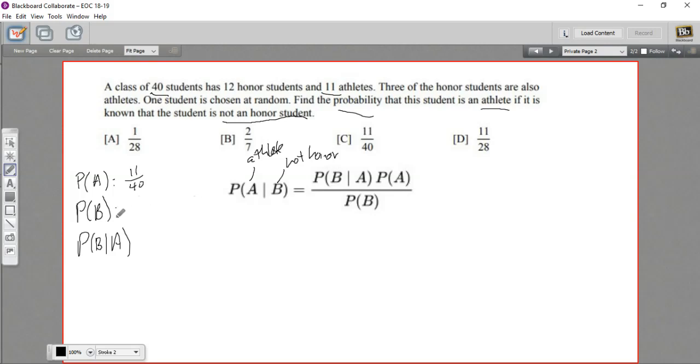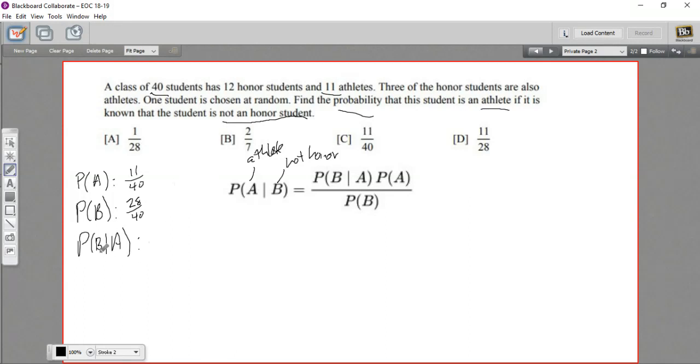Now B's a little bit trickier. We're told how many honor students there are, but we have to remember we want not honor students. So we'll just have to subtract. If there are 12 out of 40 who are honor students, that would leave the others 28 out of 40 who are not honor students.